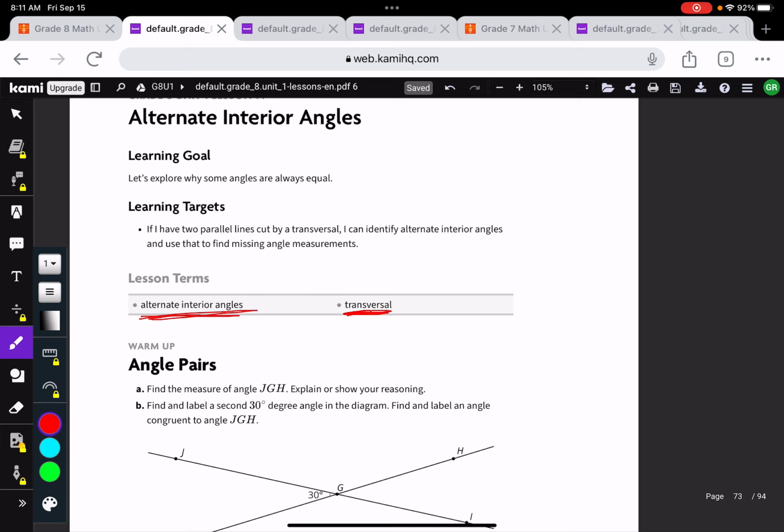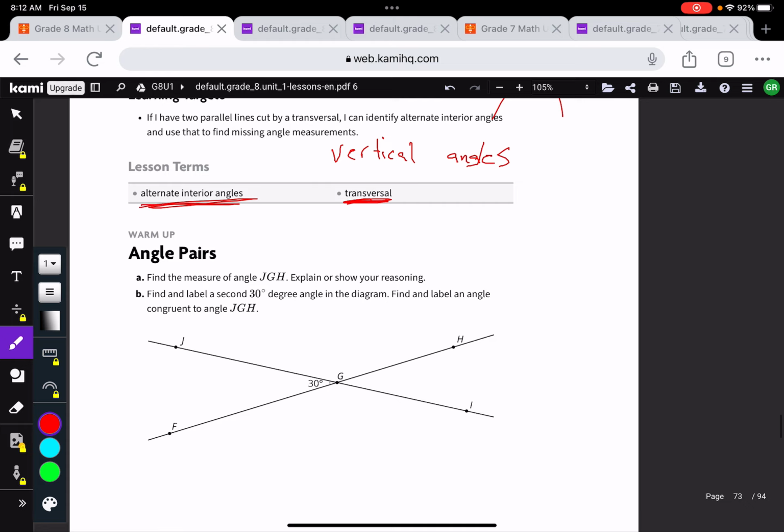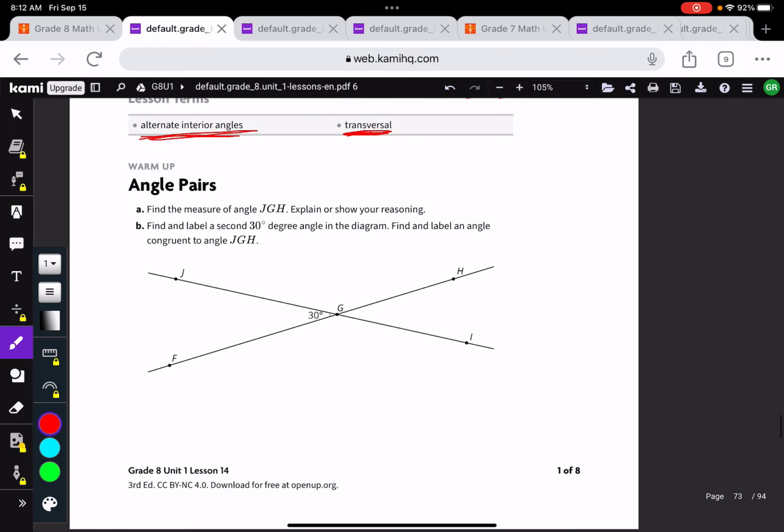But if you remember, we've already talked about something called vertical angles. If I have an angle here, this angle is vertical to this one, and this one is vertical to this one. I often call them opposite angles, but if you remember, those are equal. If you know that, then today's lesson is not going to be terribly difficult. So go ahead and take a look at this warm-up.